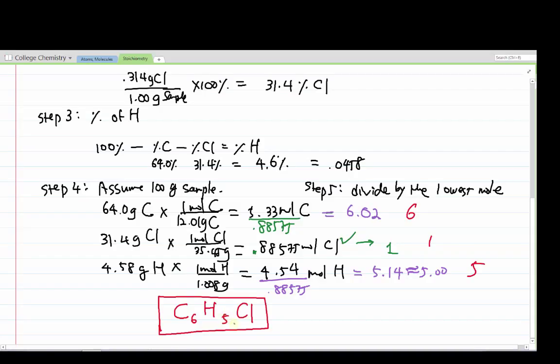So if the problem asks you to find the molecular formula and they give you the molecular mass, then you should divide this number and see the ratio that gives you, and then you just have to multiply that ratio to each subscript.